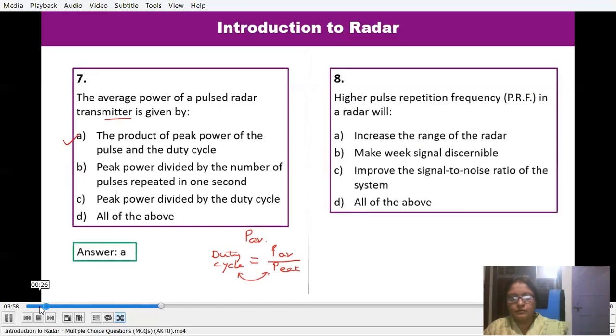Question number 8: high pulse repetition frequency, high PRF in radar will do what? It will increase the range of radar, or it will make the weak signal discernible, or improve the signal to noise ratio, or all of the above. So in case the PRF is kept very high, it will improve the signal to noise ratio. So C must be the correct answer. Let us check. Yes, it is.